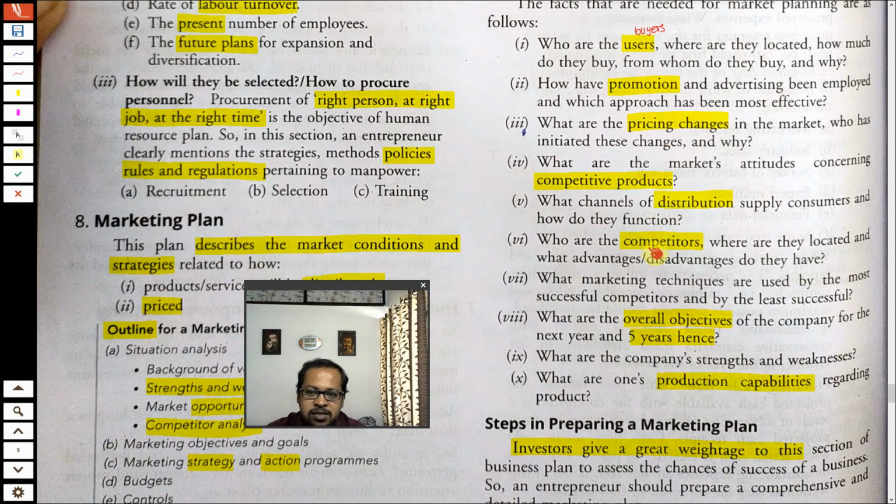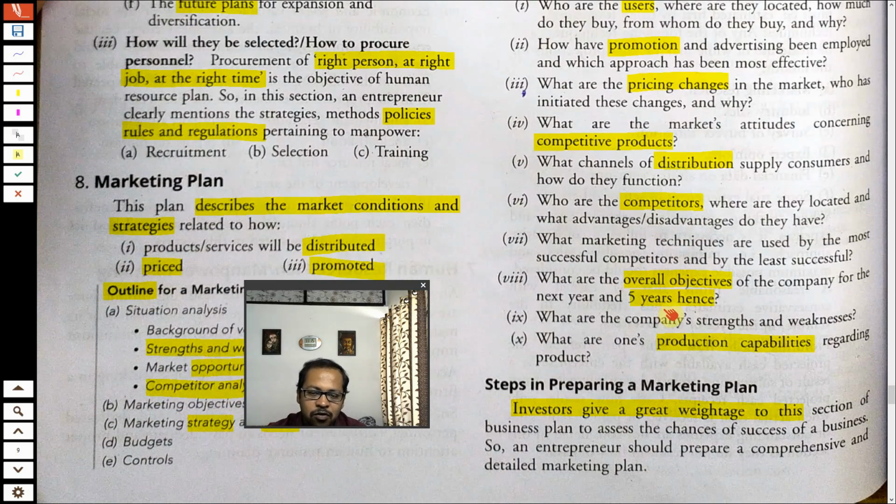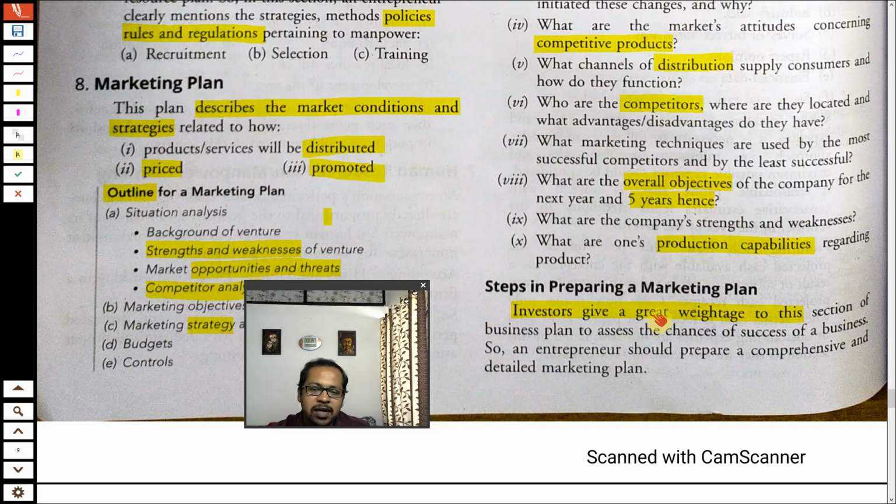Who are your competitors? Competitor analysis. What are their advantages and disadvantages? What do they do? And what are their marketing techniques? This will help you to get the best out of your competitor's strategy. Then you should also prepare the overall 5-year marketing plan, where you want to be 5 years down the line. And you should also focus on company strengths and weaknesses, as well as your own production capabilities. So when you have all these things clear in your mind, then you can prepare a good marketing plan.